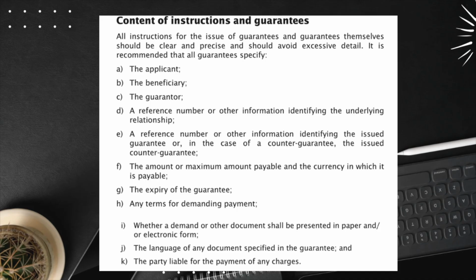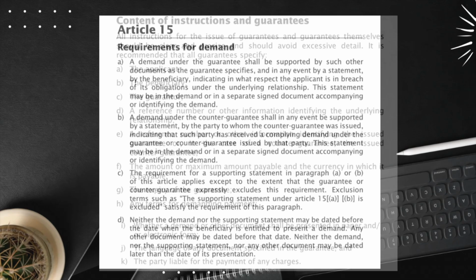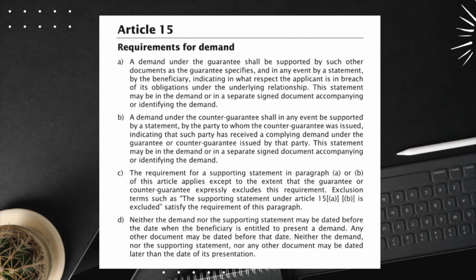Addressing Article 15, supporting statements. According to Article 15, a demand must include a statement of breach by the beneficiary explaining how the applicant defaulted. However, this requirement can be excluded if expressly stated in the guarantee under Sub-Article 15(c). This flexibility allows the guarantee to cater to the specific needs of the parties involved.